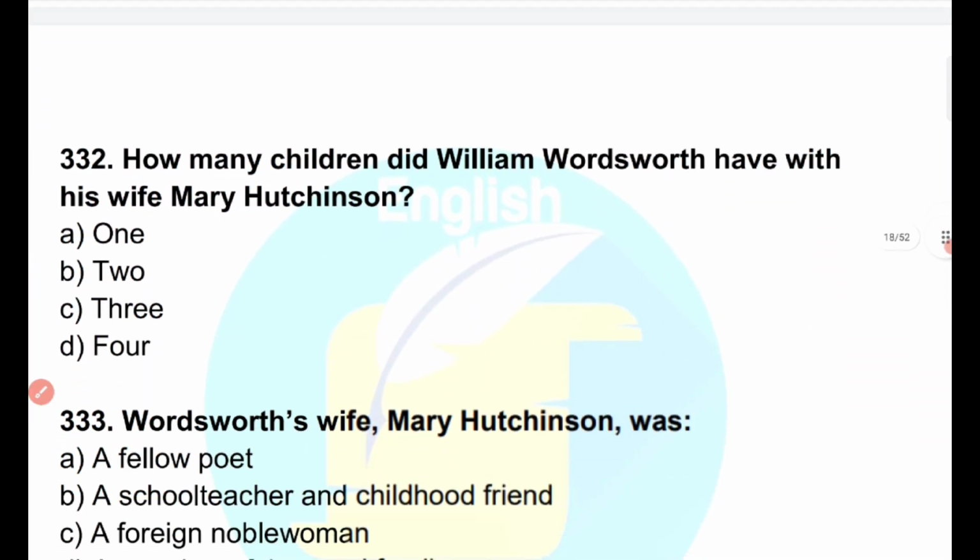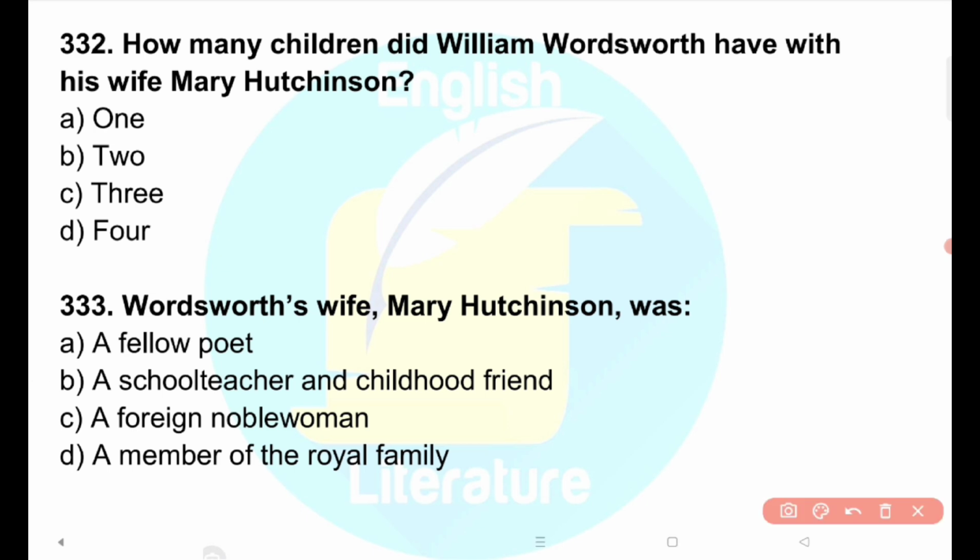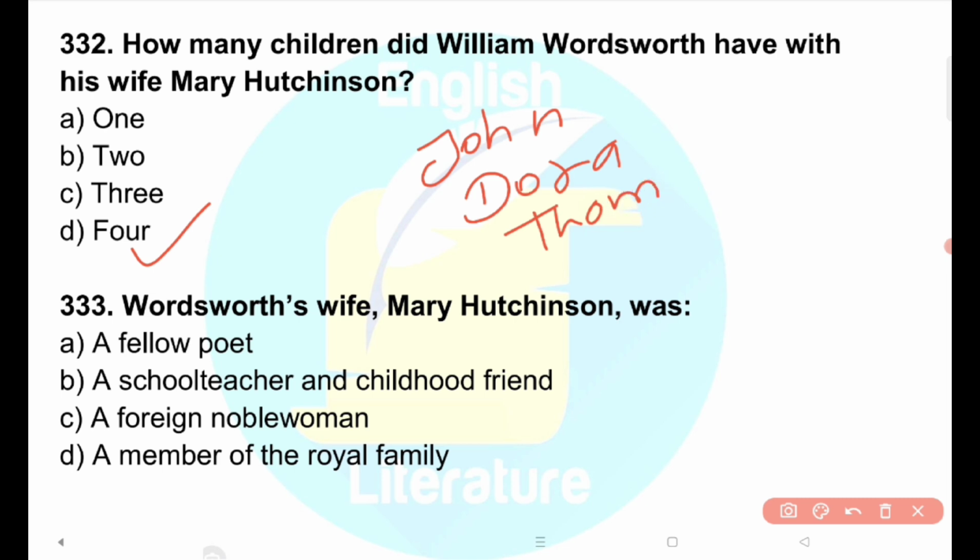How many children did William Wordsworth have with his wife Mary Hutchinson? Option D, 4. William and Mary had 4 children: John, Dora, Thomas, Catherine.